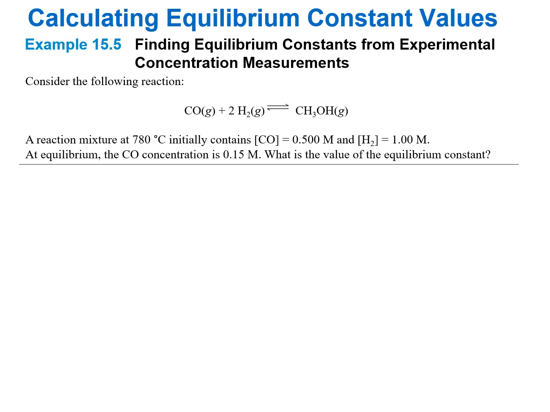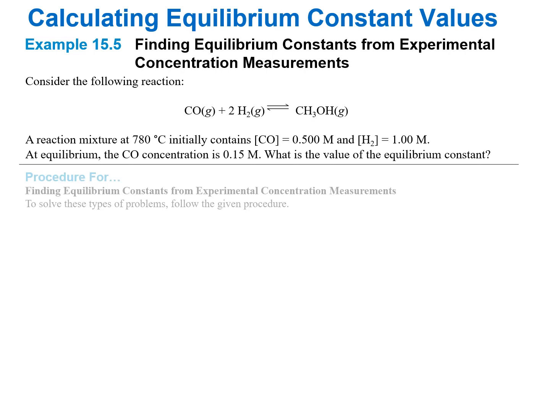So we know our initial values, and we need at least one value at equilibrium, and they give that to us in the next line. So at equilibrium, carbon monoxide comes in at 0.15 moles per liter. And now they're asking us to calculate the equilibrium constant. We can do that because they've given us enough information. So the process that we're going to do this by is as follows.